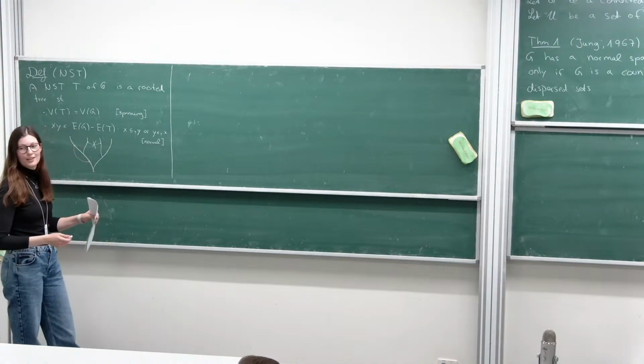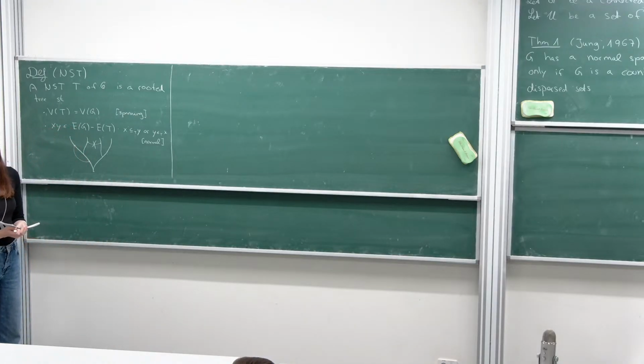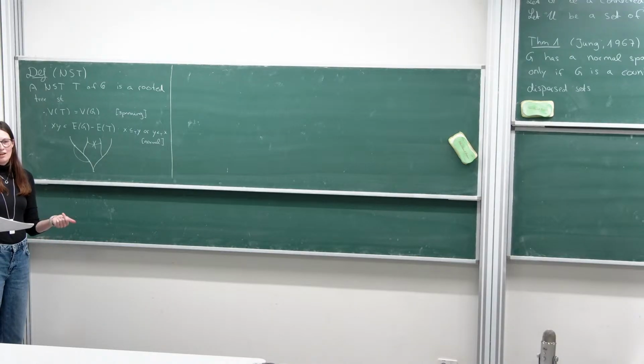Is every normal spanning tree also a depth first search tree? So as far as I know, yes. So every DFS tree is a normal spanning tree, right? Exactly. But is the converse true? No, I don't think so. Okay.